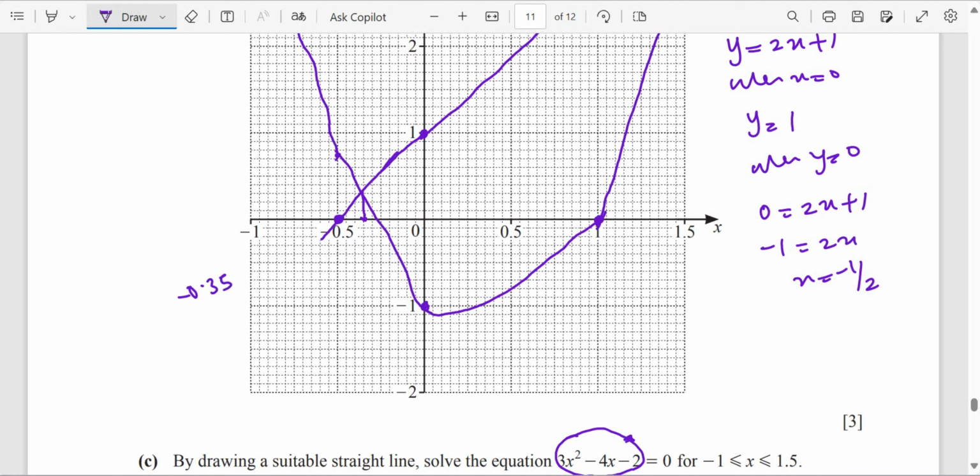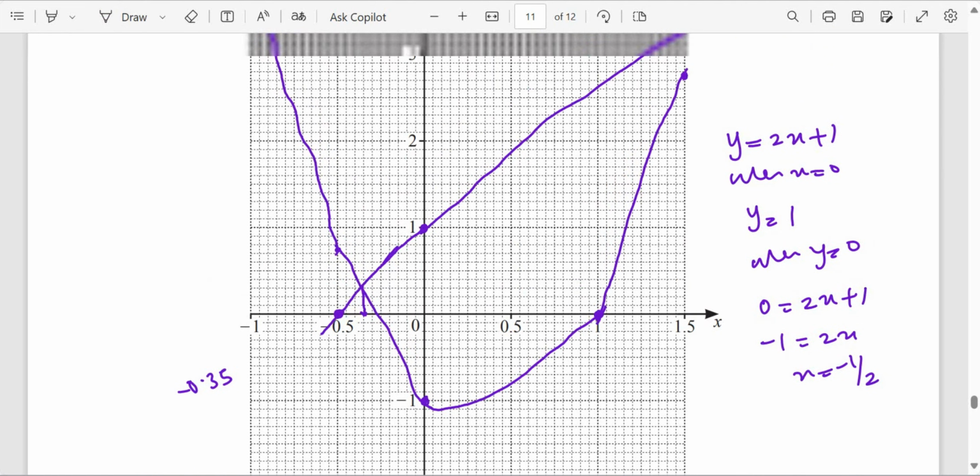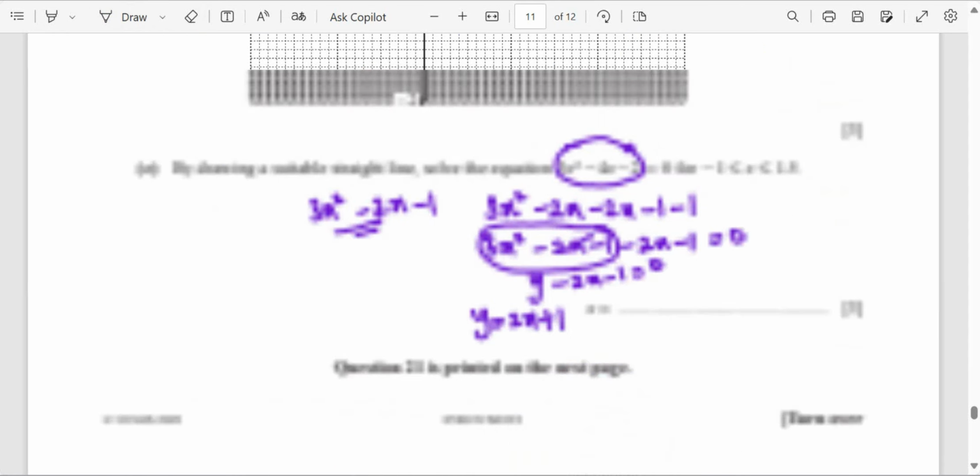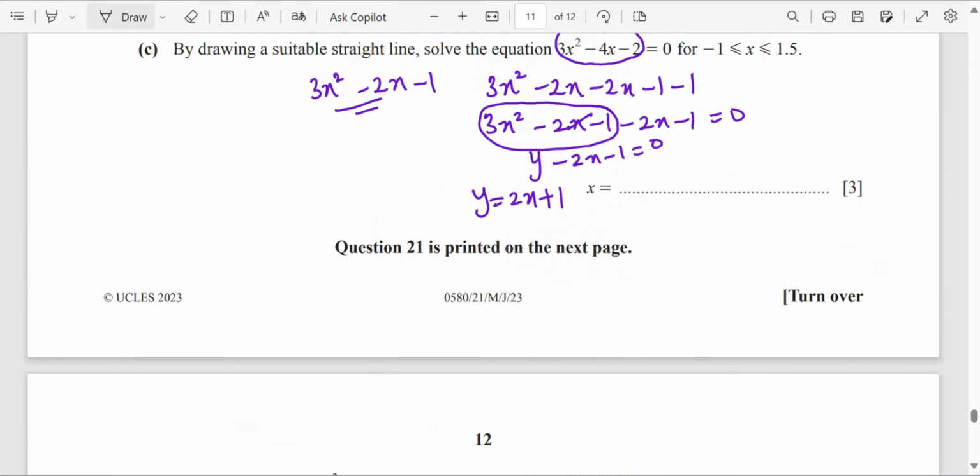So your answer might be a little bit different from here. For graph questions, in most cases, you have a range of answers and not just a specific answer. So yes, your answer might vary a bit from what I have here, but it shouldn't go too far from this. Now, as you can see, the line did not touch the curve at any other part. If it touches the curve at two different parts, you write the two different answers there. So according to my graph, the answer to this is minus 0.35.